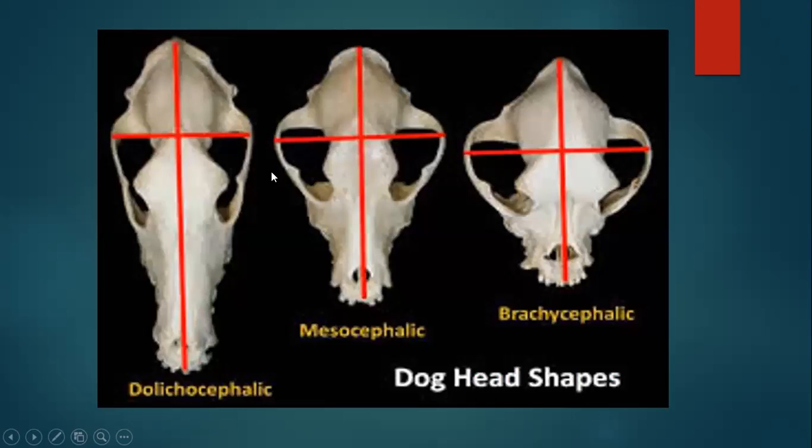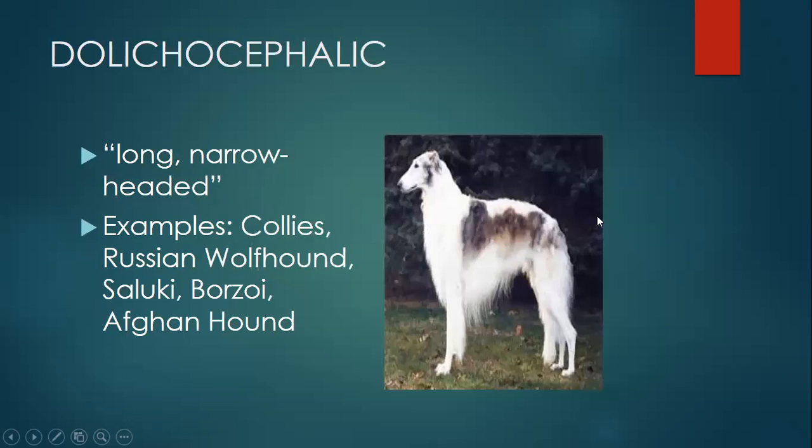So we have the dolichocephalic over here, mesocephalic, and brachycephalic over here. Your dolichocephalic dogs are long, narrow-headed dogs. Examples of these are your collies, Russian wolfhound, the saluki. We have the borzoi over here. So this is a borzoi. And we have the Afghan hound.